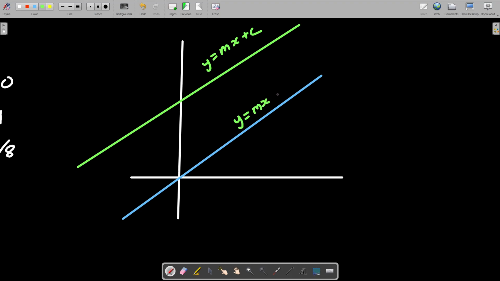Now what about the remaining part? Because the slope is the same for both the lines. If they are parallel, slope is the same, right? Now what about the constant here? What should be the constant?